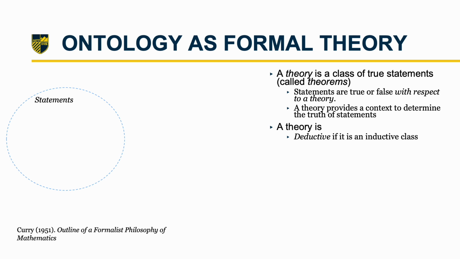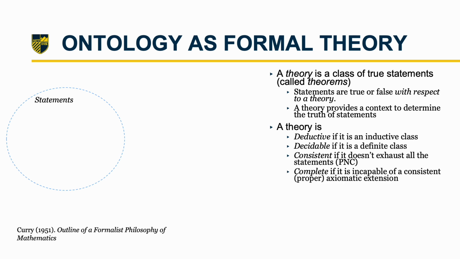A theory is deductive if it is an inductive class. That means you can actually get to some theorems from more basic theorems that we call axioms. It's decidable if it's a definite class. That means you can actually find a way to get all the theorems in the theory. And it is consistent if it doesn't exhaust all the statements. That's kind of a strange idea, but when you think about it, if the theory really encompasses all the statements, then there is no more theory. It's inconsistent. Whenever you have an inconsistent theory, you can really prove anything.